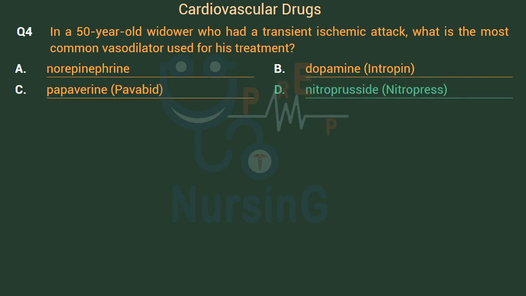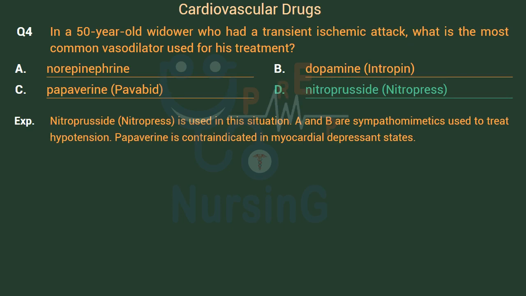Nitroprusside, Nitropress, is used in this situation. A and B are sympathomimetics used to treat hypotension. Papaverine is contraindicated in myocardial depressant states.